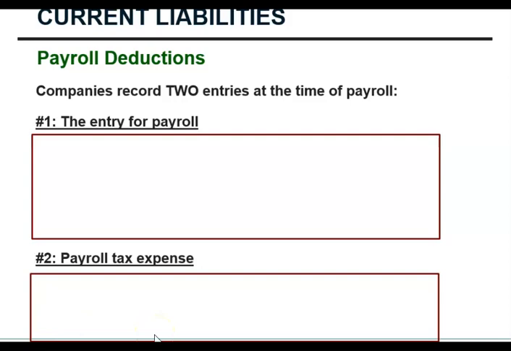Every time companies record payroll, the fact that they're making payment to their employees for the services provided, at the end of the pay period, typically either every week, every other week, or at the end of the month, companies are going to record 2 journal entries. The first journal entry is salaries, debit to salaries and wages expense.